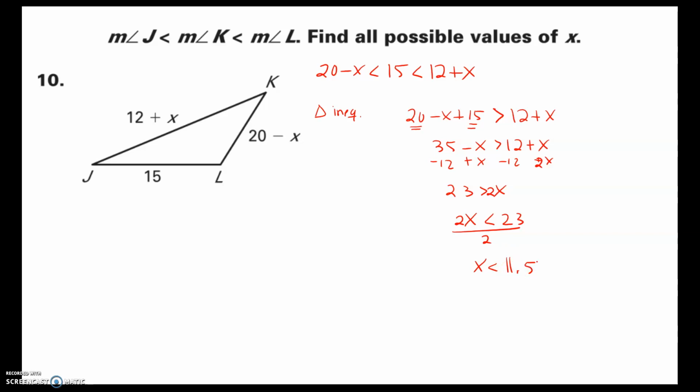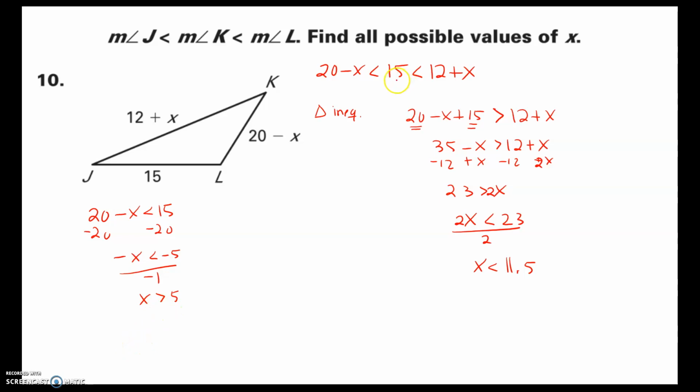All right, but then I also have to check that 15 is greater than my smallest. The medium guy is greater than my smallest guy. So let me check that one. So I'm going to do 20 minus x less than 15. So I'm going to subtract 20 from both sides, and I get negative x less than negative 5. And if I divide by a negative 1, remember when you divide by a negative, your inequality flips, and so you get x is greater than 5.